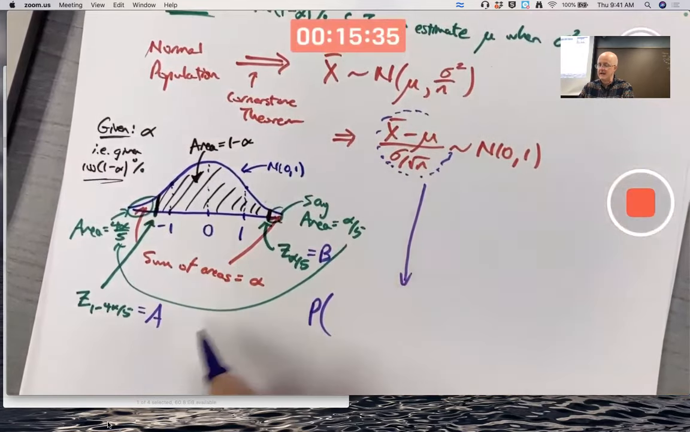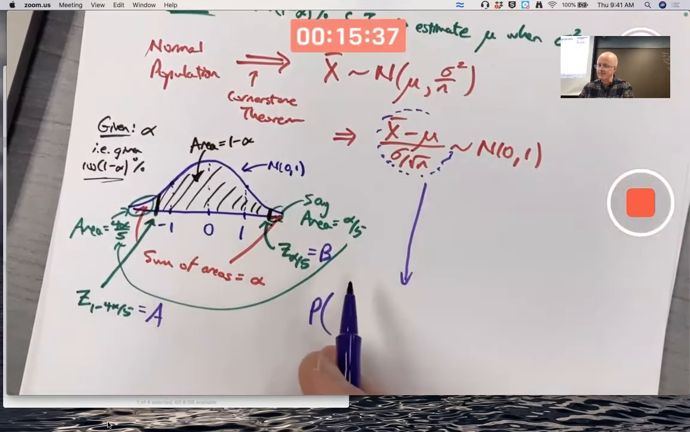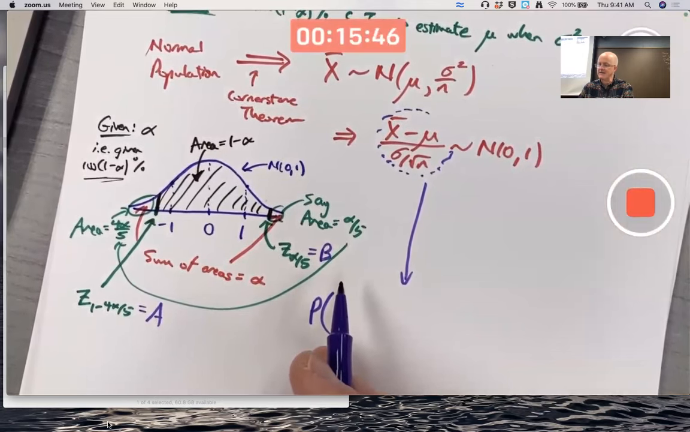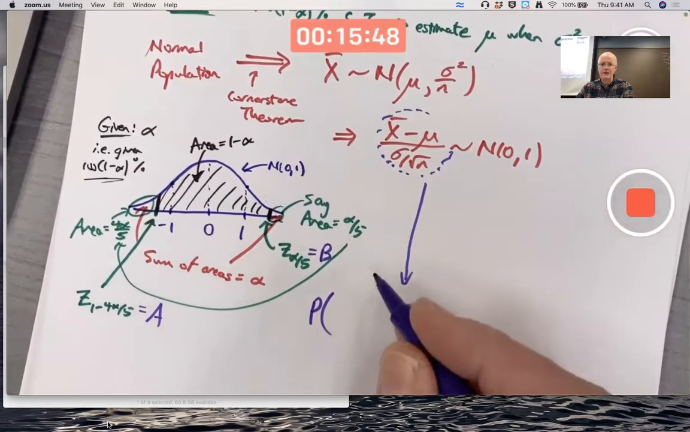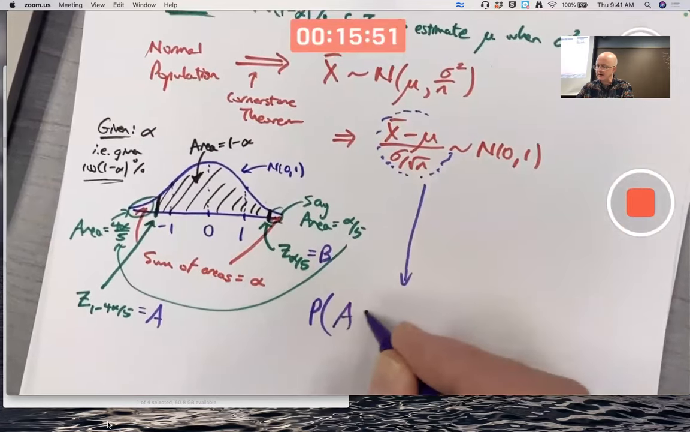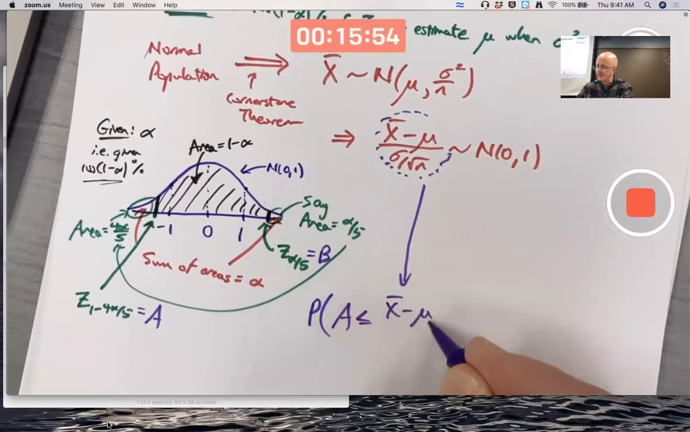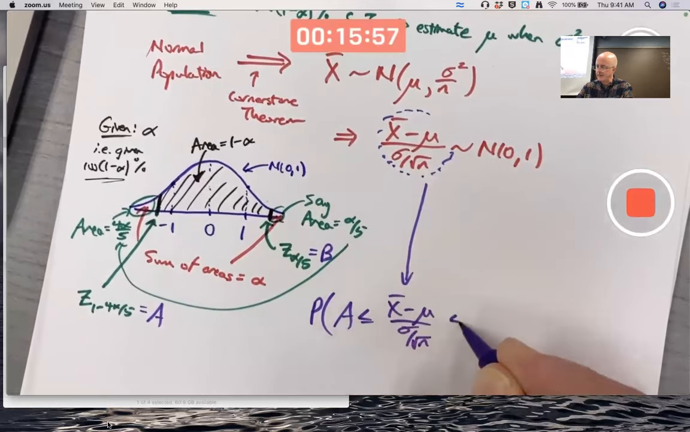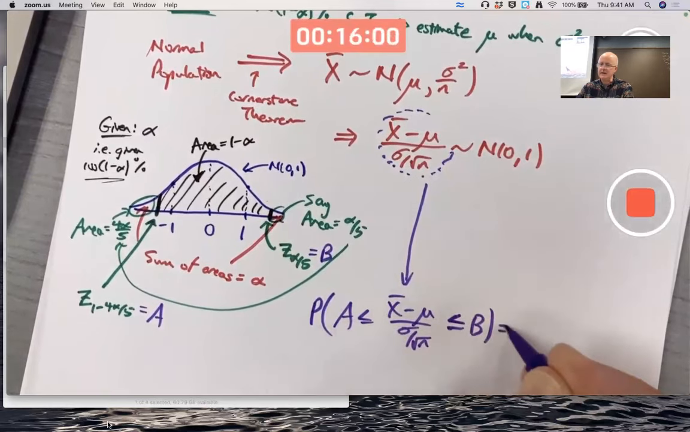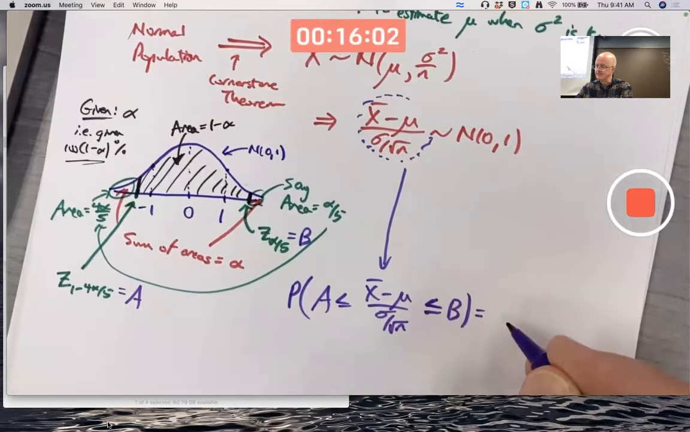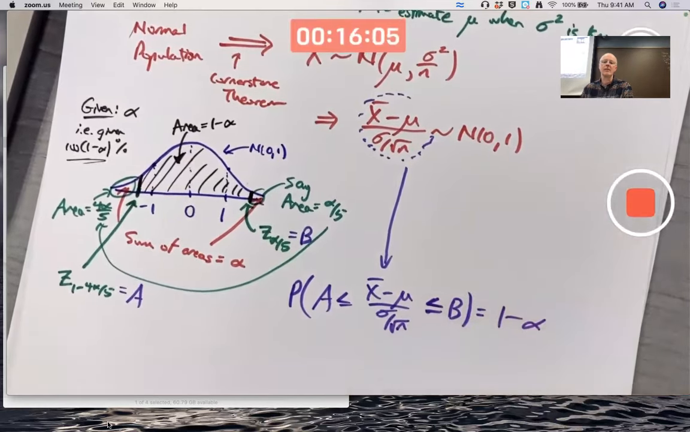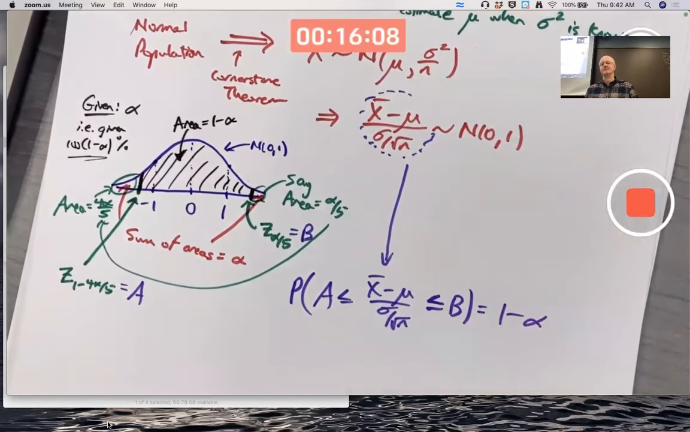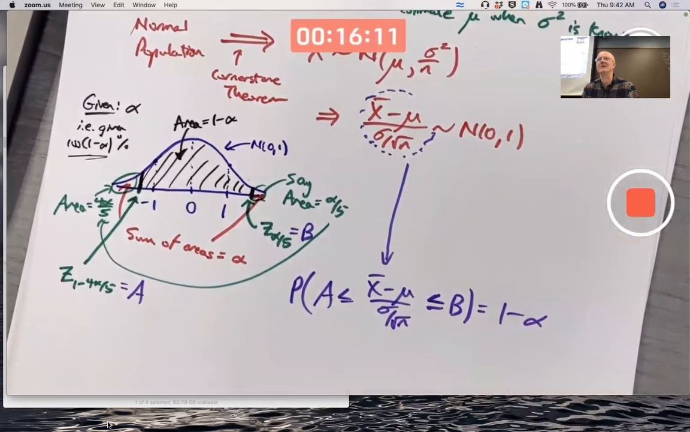I want to choose A and B. Well, I know what A and B are. I essentially want to figure out what L1 and L2 are, based on the fact that I want the probability that this thing is between A and B to be 1 minus alpha. And again, in our typical situation, if alpha is 0.05, that'd be 0.95.